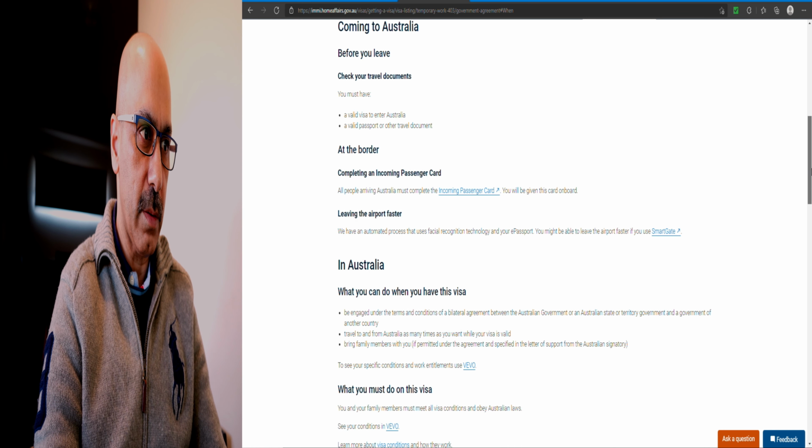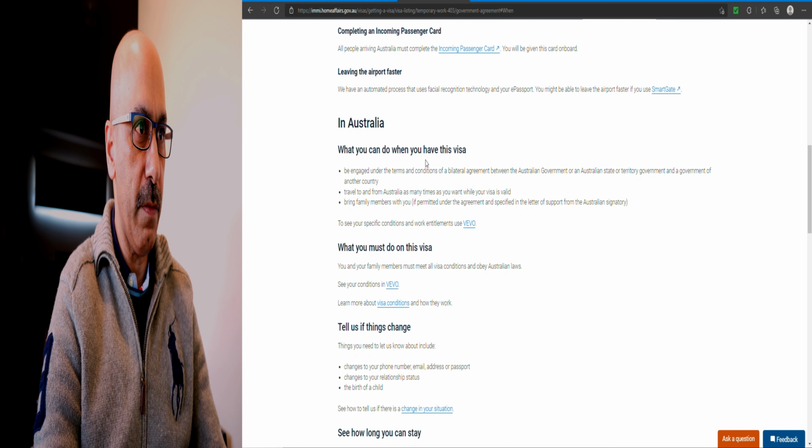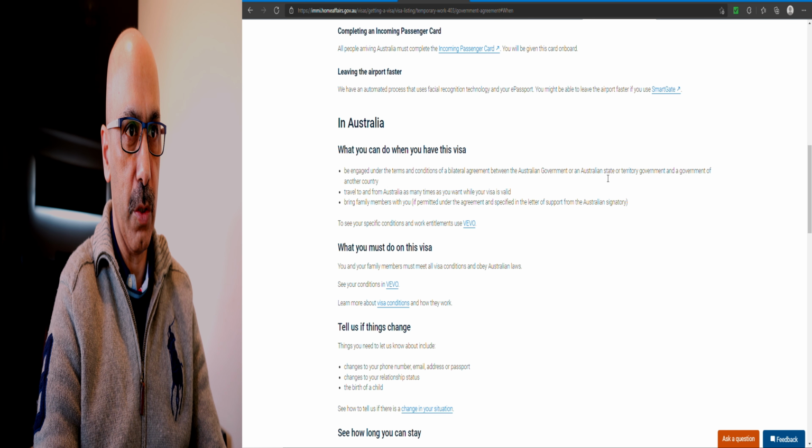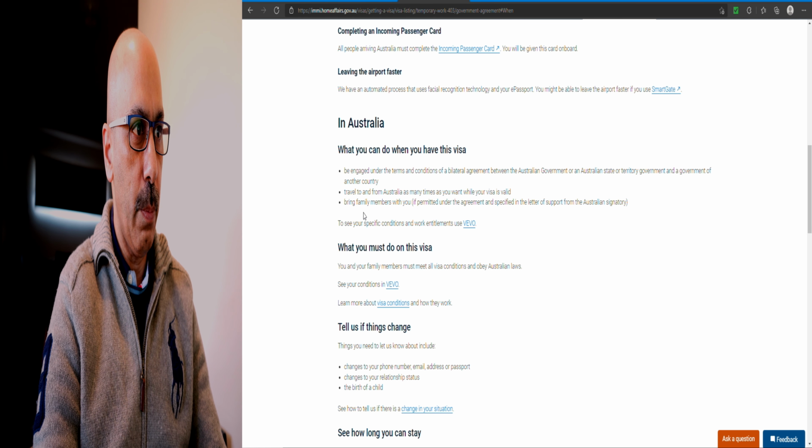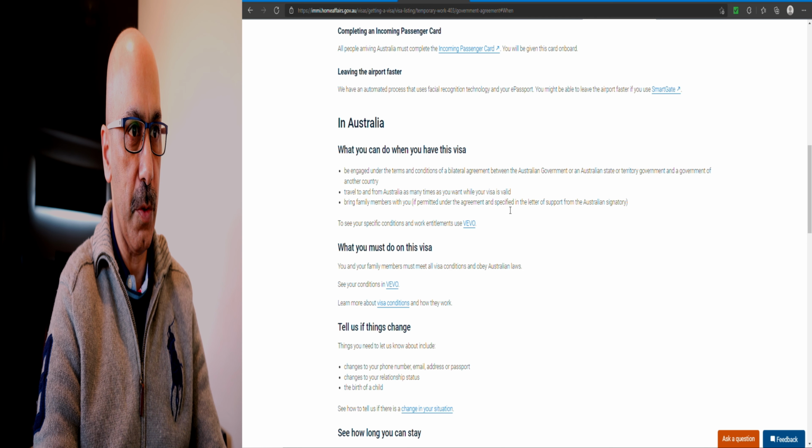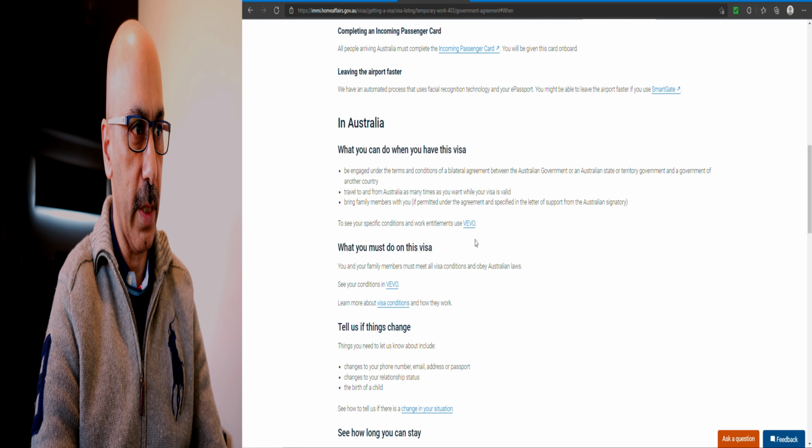In Australia, here is what you can do when you have the visa: be engaged under the terms and conditions of a bilateral agreement between the Australian government and an Australian state or territory government, and a government of another country. Travel to and from Australia as many times as you want while your visa is valid. Bring family members with you if permitted under the agreement and specified in the letter of support from the Australian signatory. To see specific conditions and work entitlement, use VEVO. So click onto this link.